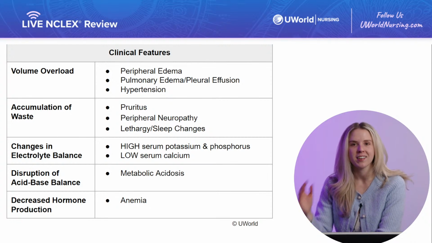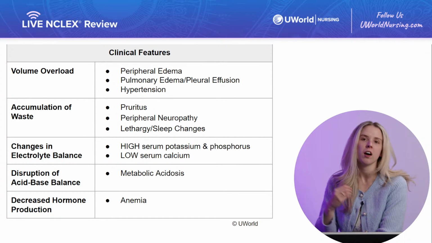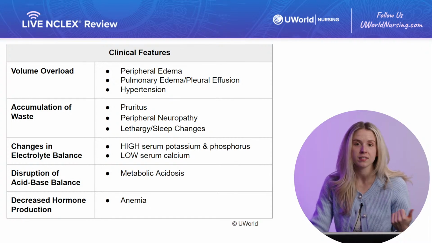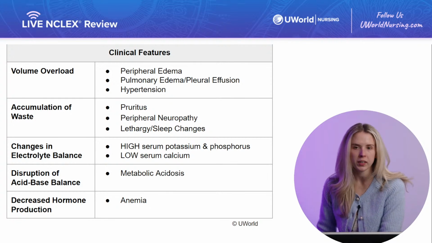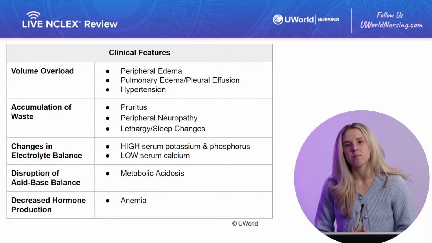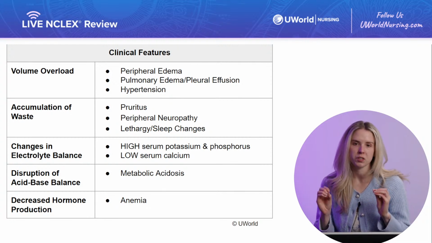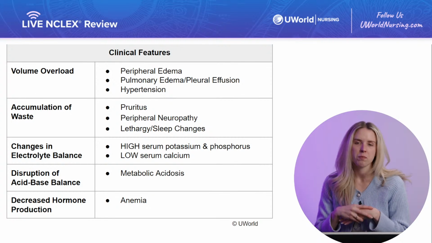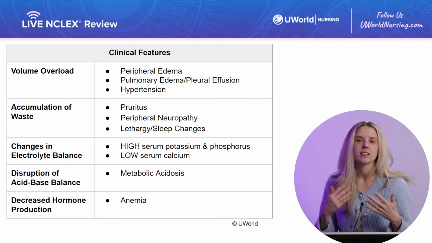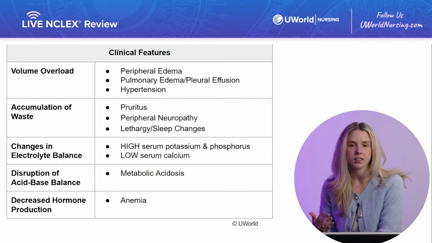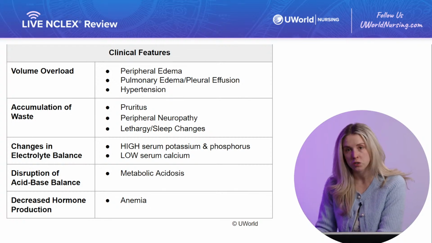So we're going to move on to our next clinical feature, which is the accumulation of waste. Remember, the kidneys filter and excrete, so we can see pruritus, which is when toxins accumulate in the blood because they're not being filtered out by the kidneys, and eventually they make their way into the interstitial space. When they end up coming up to the surface of the skin, the client may experience some dryness and some itchiness as a result.